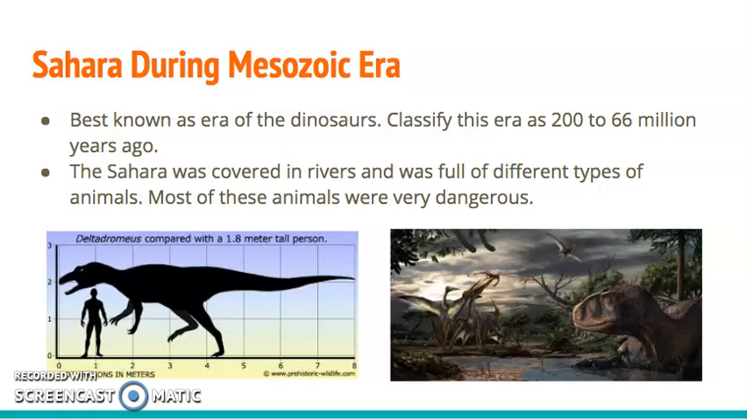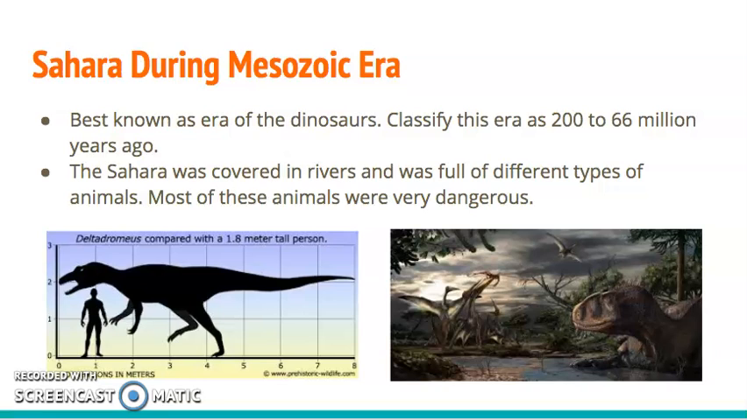The first era I'm talking about is the Sahara during the Mesozoic era. This era is known for dinosaurs. Everything about the Sahara during this time is much different than it is today. This era ranges from about 200 million to 66 million years ago. During this era, the Sahara was covered in a vast river system, which was home to many aquatic and terrestrial animals. What makes this time period and these animals so unique was how dangerous they were.